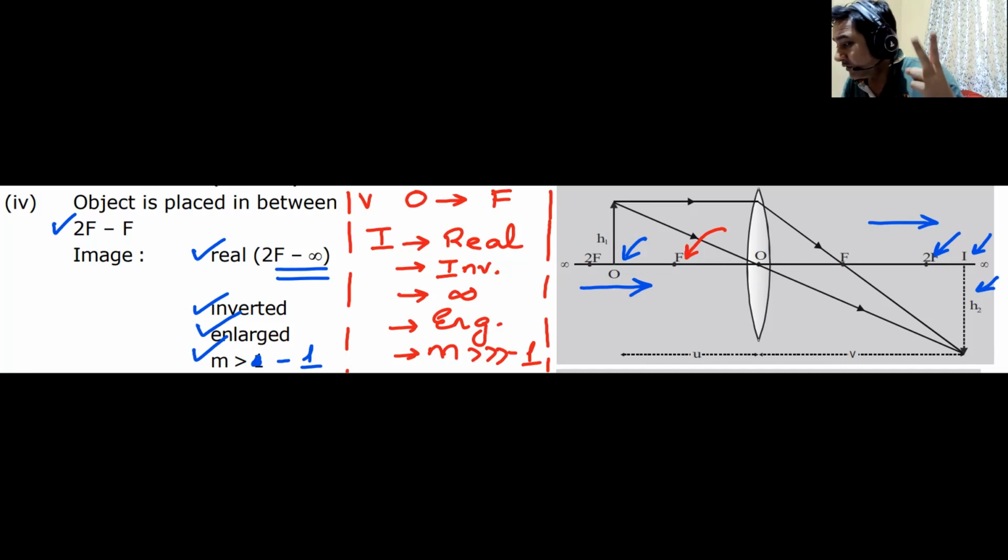Two reasons. First reason is I don't have space. The second reason is I want you to draw it on your own, which is the major reason. I can obviously create space. I'll give you a minute to draw this diagram. Case number 5, object is placed at the focus.